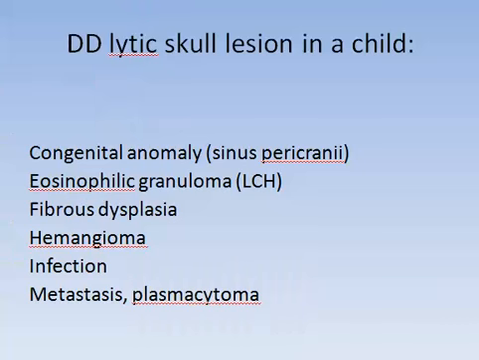Differential diagnosis of a lytic lesion in a child mainly could be sinus pericranii, eosinophilic granuloma, fibrous dysplasia, hemangioma, infection, or very rarely metastasis. Congenital causes are sinus pericranii, eosinophilic granuloma, fibrous dysplasia, hemangioma, and infection.